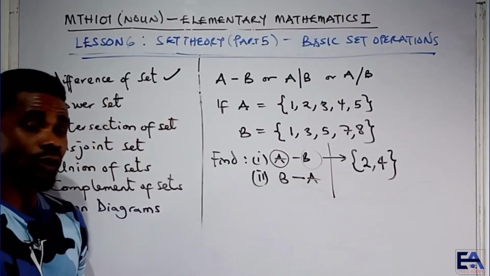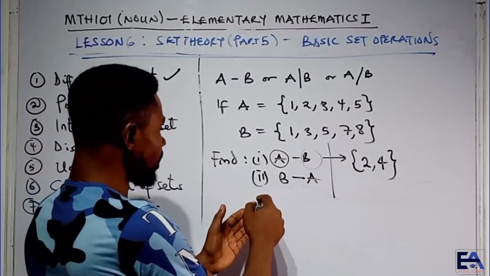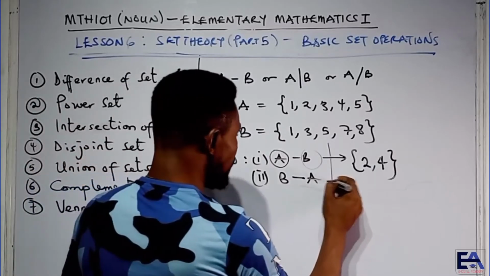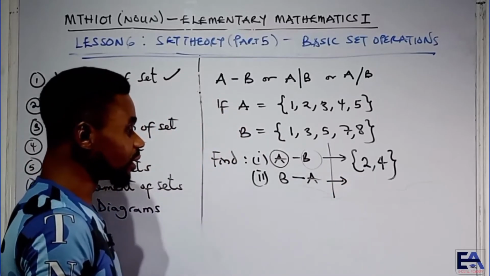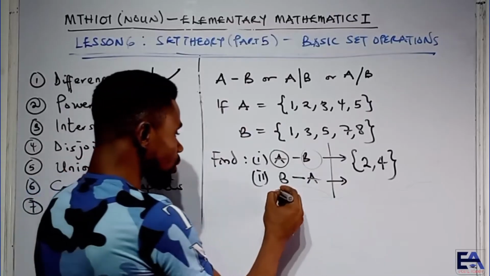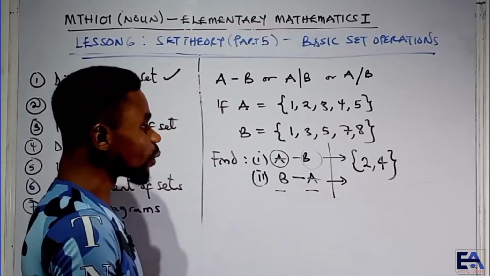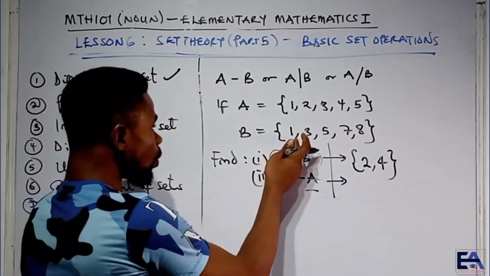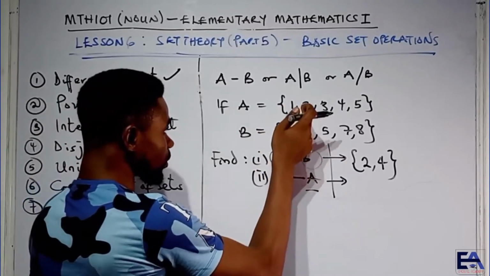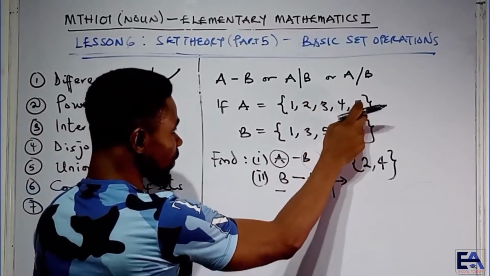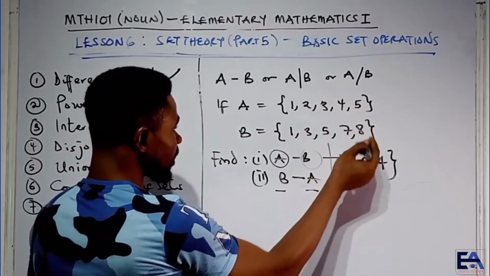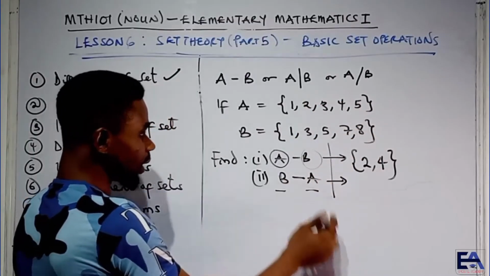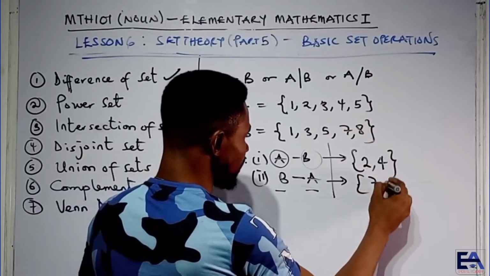On the other hand, we have B difference A. B difference A is the set of all elements that can be found in B but not in A. So what can we find in B but not in A? 1 is here, 1 is here. 3 is here, and 3 is here. 5 is here, 5 is here. 7 and 8 can be found in B but not in A. So we have 7 and 8.